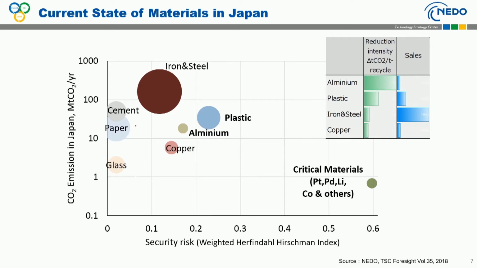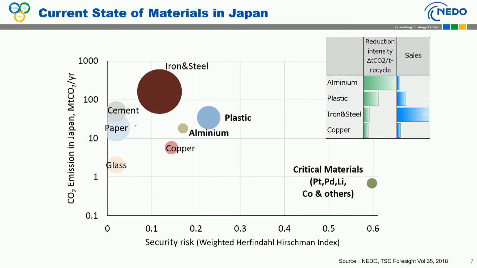This is critical materials. Therefore, we set our technology strategy in 2015 and started the project in 2017. The high CO2 emission is the steel industry, brown big bubble. However, a recycling system for steel is already in place. Our next focus was on plastic, blue bubble.